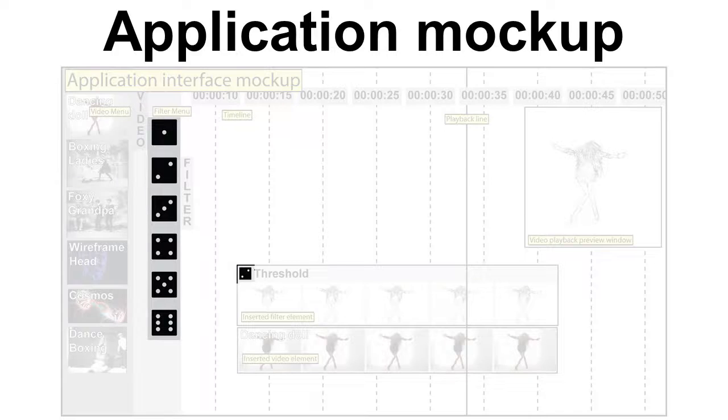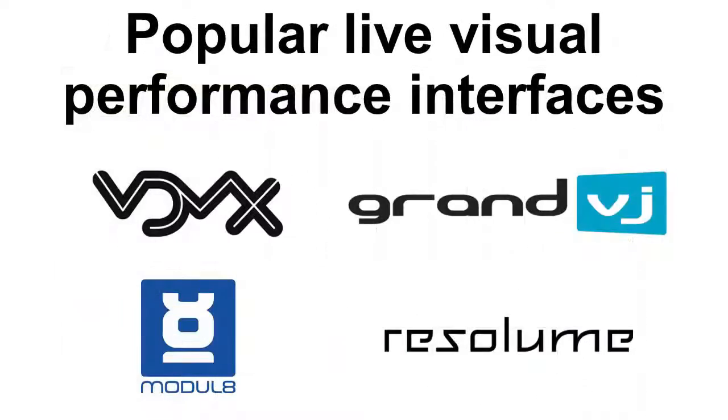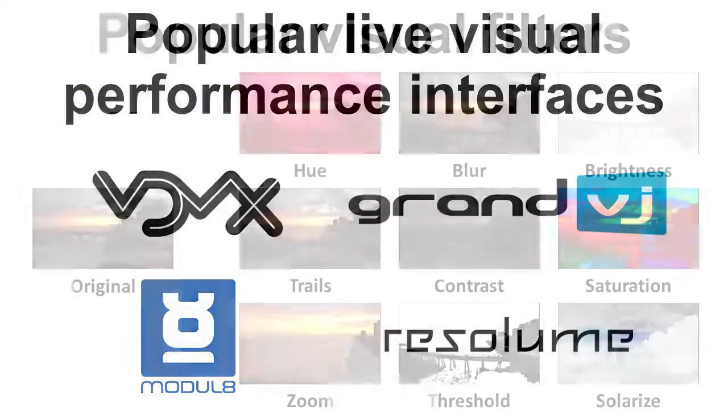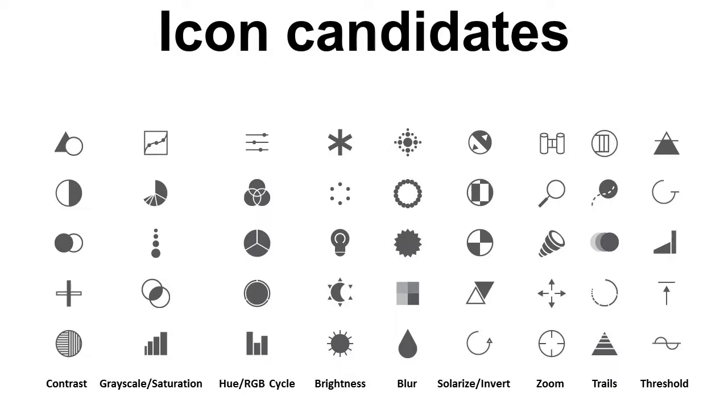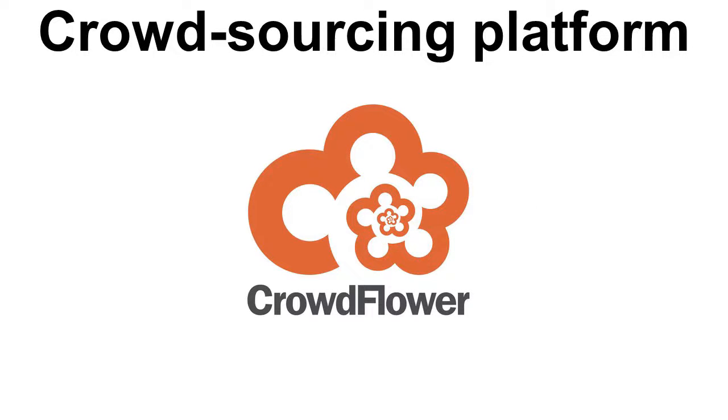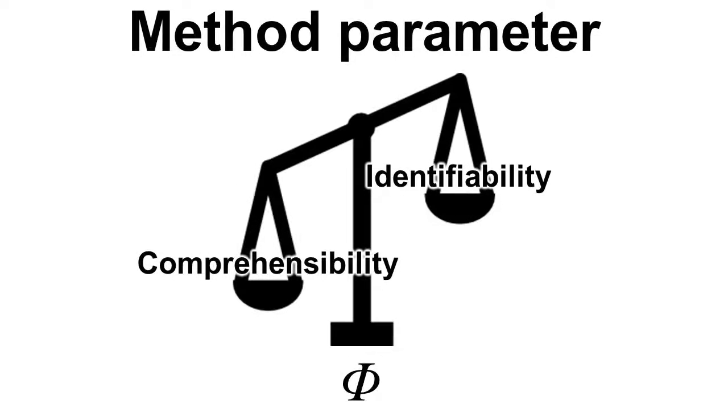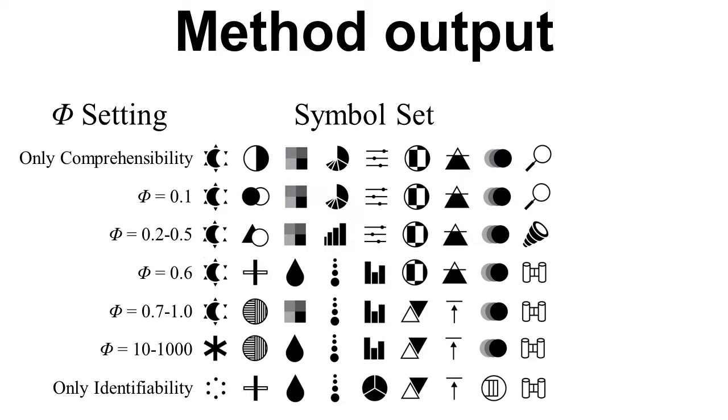We interviewed several visual artists and surveyed preferred visual performance instruments to determine the most popular live performance visual filters. For the top 9 preferred filters, we asked an icon designer to create 5 icon candidates. We then used these icons as input in our method and solicited Crowdworkers via Crowdflower to perform all of our selection tasks. Our system features a weight parameter that the user can modify to influence whether comprehensibility or identifiability should be prioritized. We experimented with this parameter to create several different icon sets.